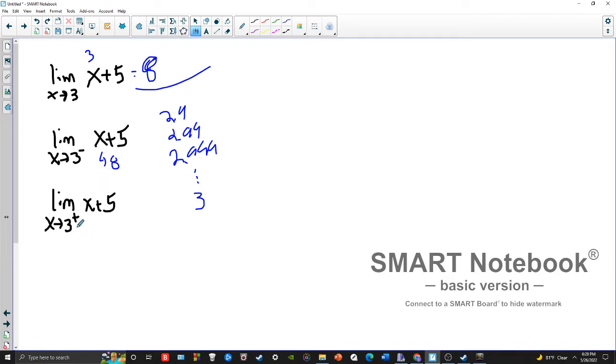This is the same idea, except it's going from the higher end. So we're going from like 4 on down: 3.999, 3.99, 3.9, 3.1, 3.0001. We're getting closer and closer to 3, starting from the upper end and going down towards 3. But again, I can still plug in 3. This is going to be 8 still because I can plug it in. Everything's all hunky-dory, so there's my answer. If you can plug it in and get a value, then you're done.